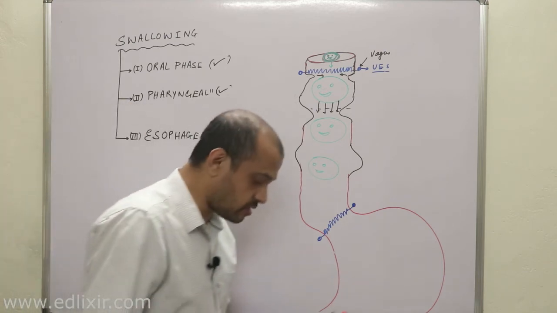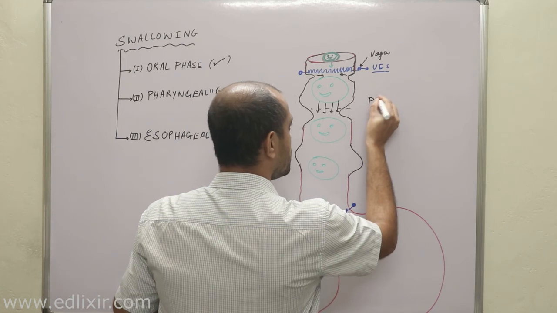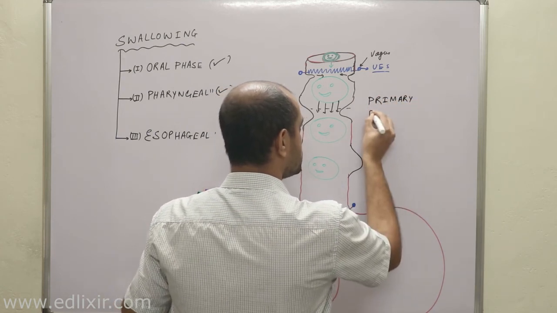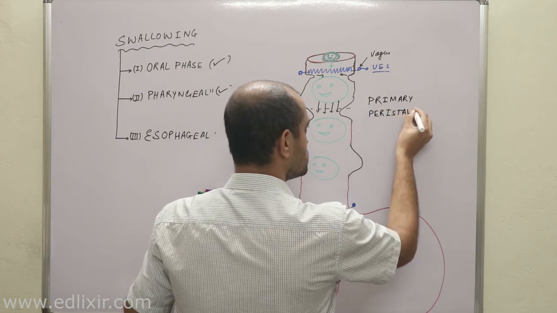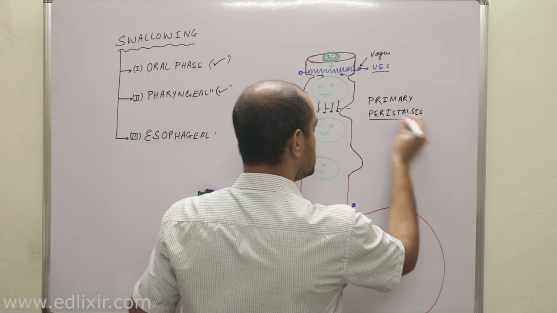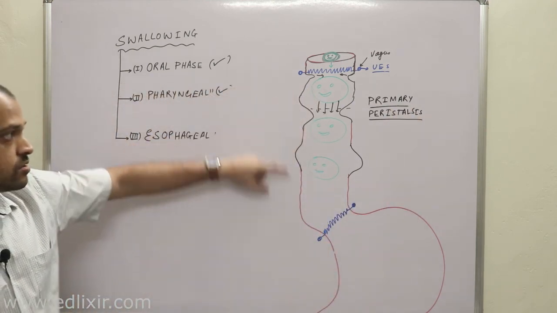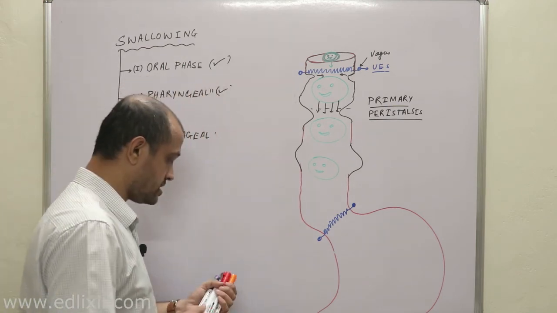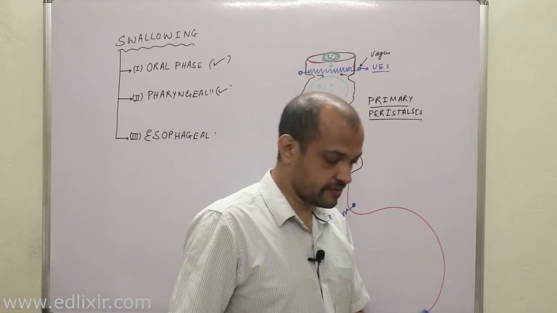Now, this is actually called primary peristalsis. This is called primary peristalsis. Clear? Very important point we need to understand here is that this primary peristalsis is the first pressure wave.